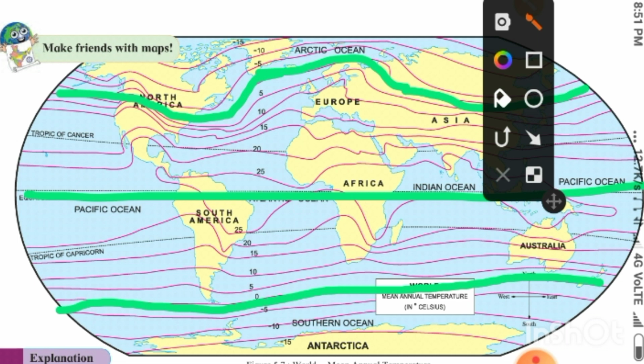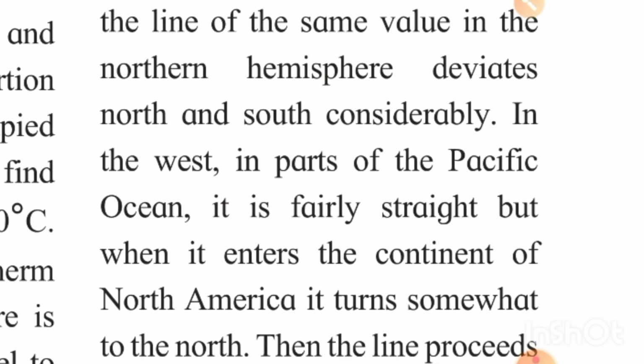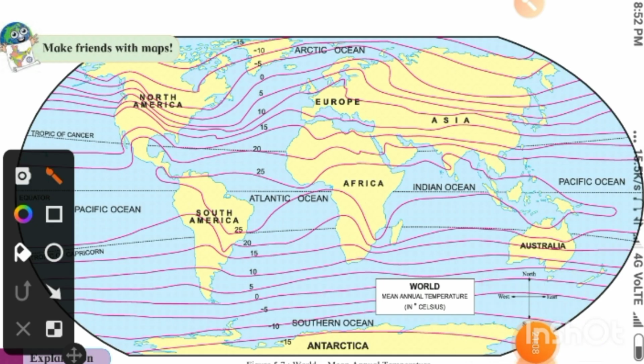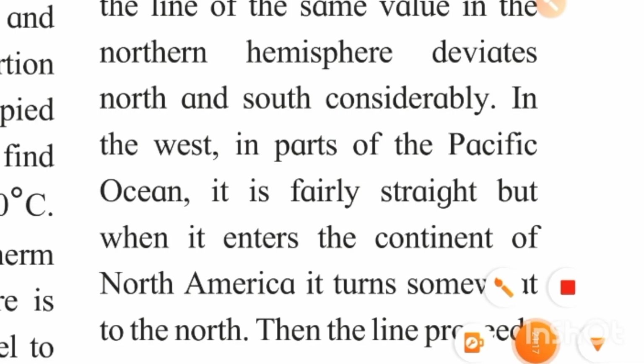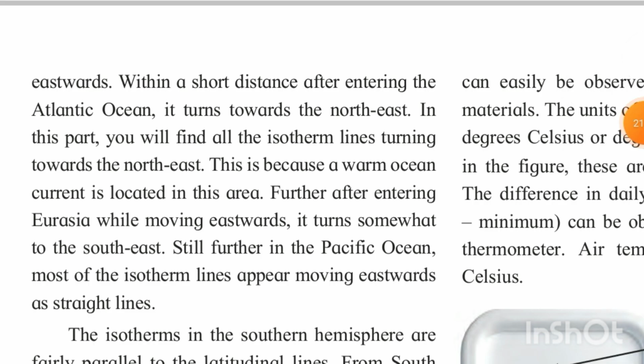Comparatively, the line of the same value in the northern hemisphere deviates north and south considerably. In the west, in parts of the Pacific Ocean, it is fairly straight. Let's see that. So it is saying that in the west, here, it is fairly straight. But when it enters the continent of North America, it turns somewhat to the north. Then the line proceeds eastwards. Within a short distance, after entering the Atlantic Ocean, it turns towards the northeast.